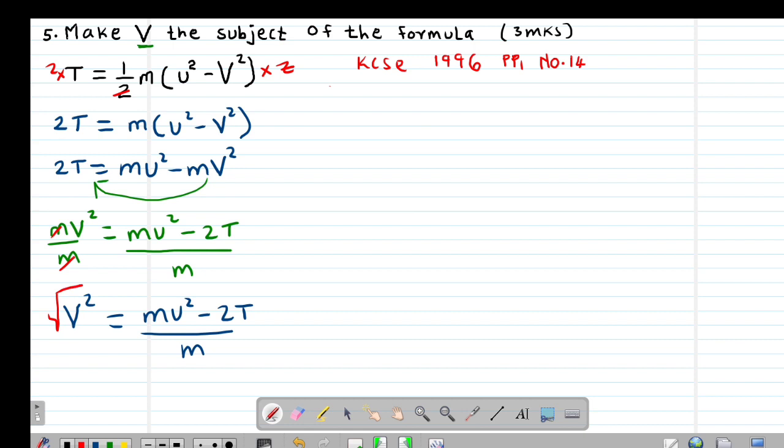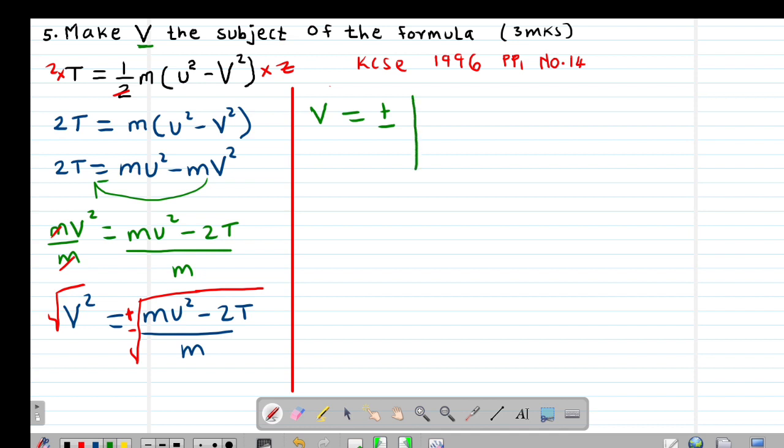So if I want to get the value of v, I'll simply take square roots on both sides. So the square root of a number is always plus or minus. Let me separate my workings here using a line this way. So the square root of v squared will just be v. So v will be equal to plus or minus the square root of mu squared minus 2t, divided by m. So this is the first possible value of v.